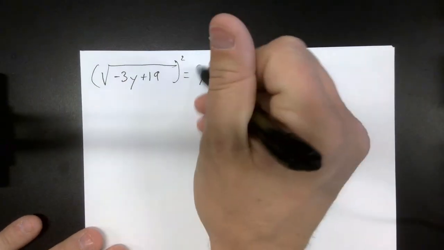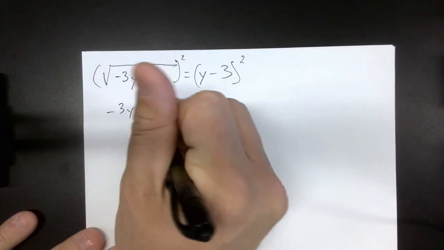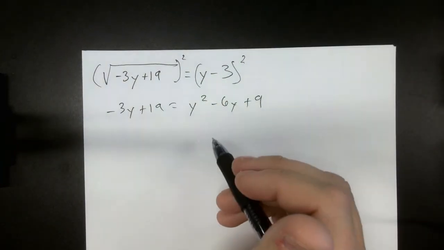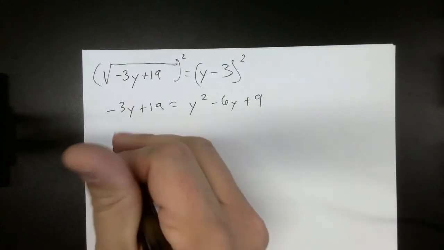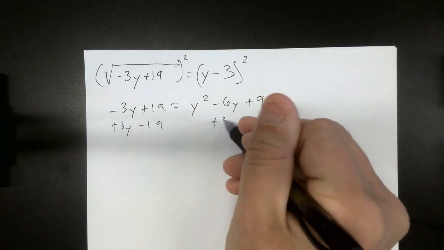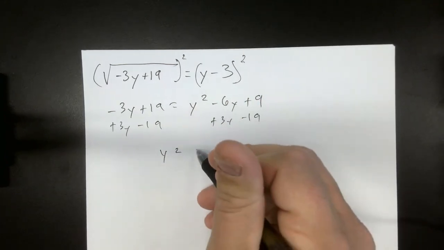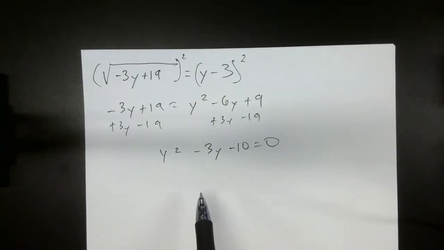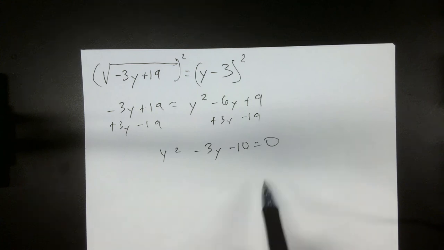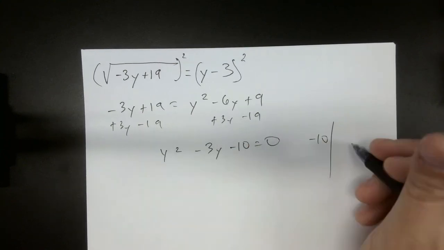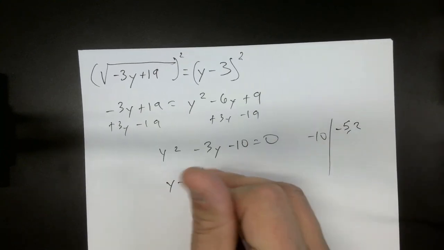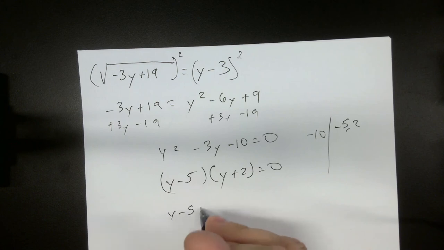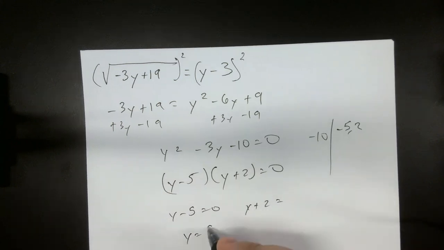Check this out. If you square y minus 3, it becomes y squared minus 6y plus 9. And then guess what you have to do? Just watch. This is next year, so everyone watch. Then you're going to add 3y and subtract 19 to both sides. So you get y squared minus 3y minus 10 equals 0. Now you guys ready? Then you're going to think of two numbers that multiply together to be negative 10 and add together to be negative 3, which is negative 5 and 2. So y minus 5 and y plus 2 equals 0. And then you're going to set them both equal to 0. So y equals 5, y equals negative 2.